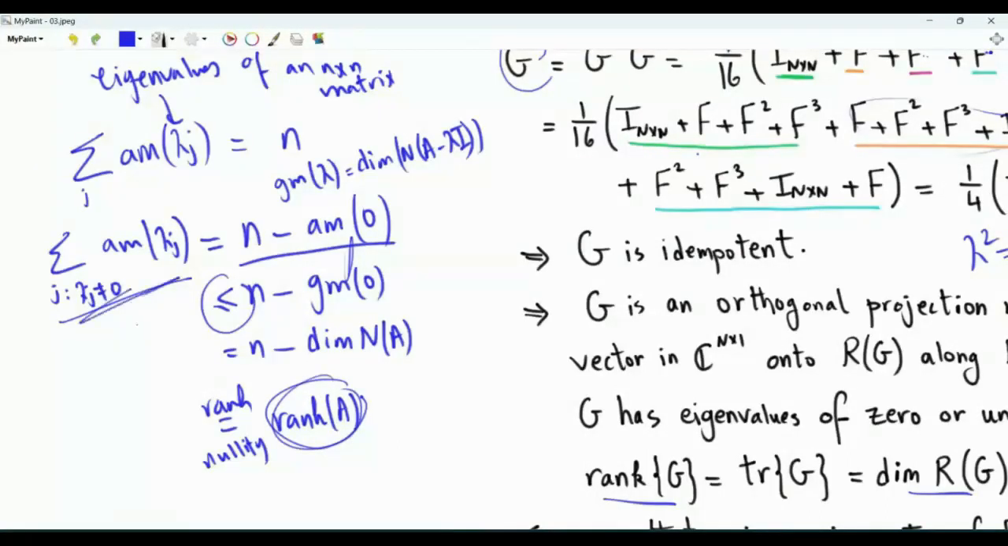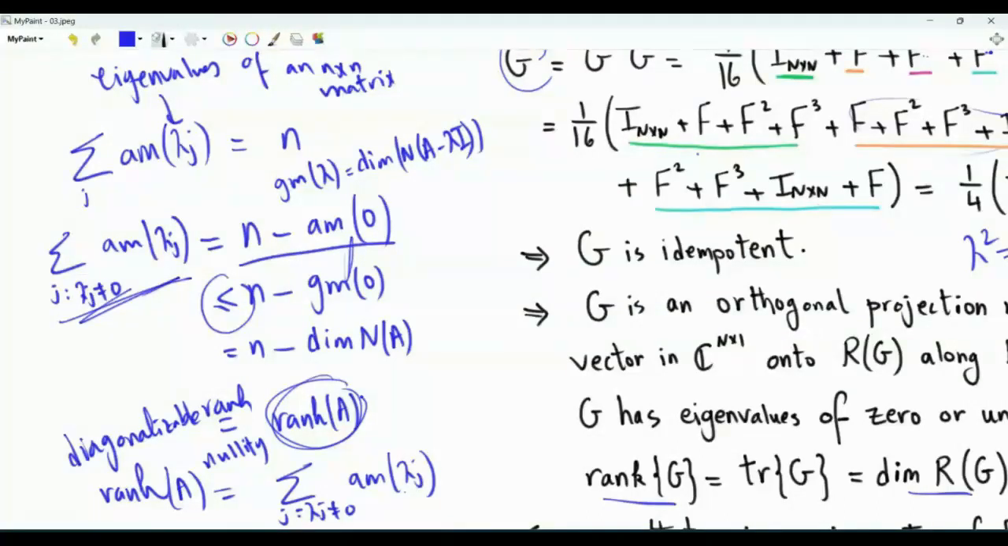Thus, the rank of the matrix is equal to the sum of the algebraic multiplicities of its non-zero eigenvalues if the algebraic multiplicity of 0 is equal to the geometric multiplicity of 0. And so for diagonalizable matrices, like for example projection matrices and unitary matrices, the algebraic multiplicity of any eigenvalue is equal to the geometric multiplicity. In this case, for any diagonalizable matrix, the rank of the matrix is the sum of the algebraic multiplicities of its non-zero eigenvalues.